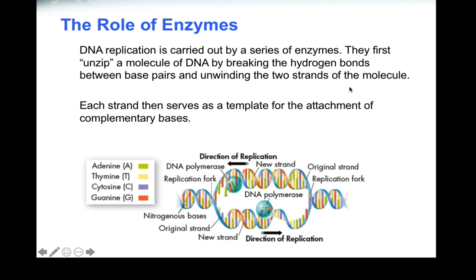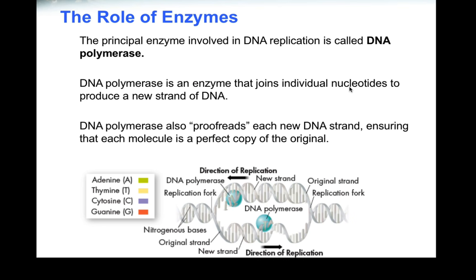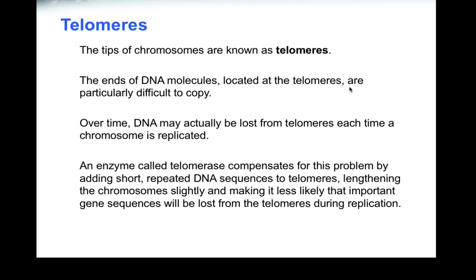So DNA replication is carried out by a bunch of enzymes. The one that unzips them, once again, is DNA helicase. I showed you guys that image from Amoeba Sisters. The other enzyme is going to be DNA polymerase that's going to join them together. So it's going to build and it's going to proofread to make sure it's a perfect copy of the original.